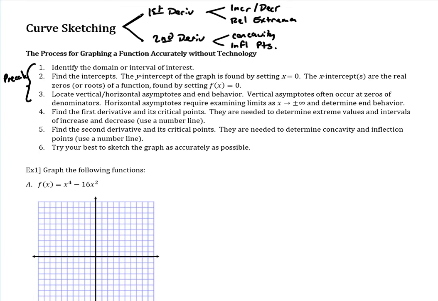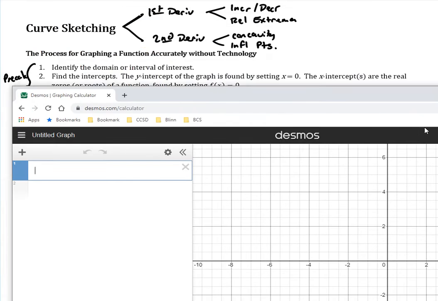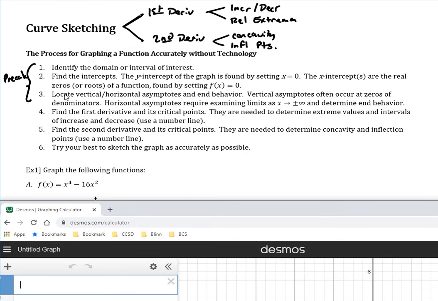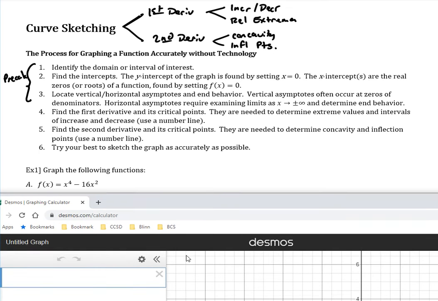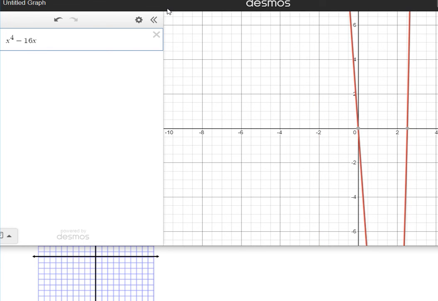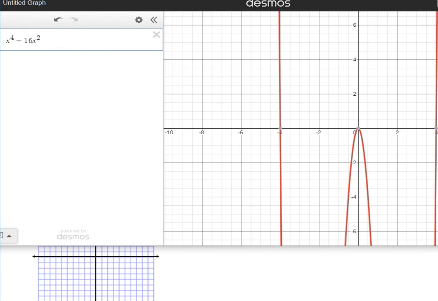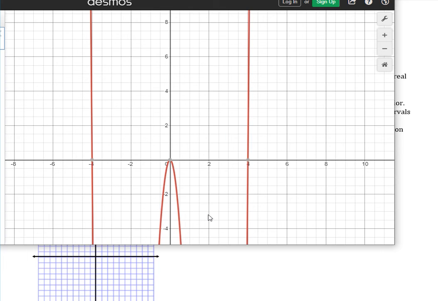And so let's go ahead. I'm going to start with the calculator. So we'll get our picture going. Okay, and then I want to come back to the rules. So on this problem, it just says graph the following. And then we have this one function. So we've got x to the 4 minus 16x squared. And then it looks like it goes down pretty far.